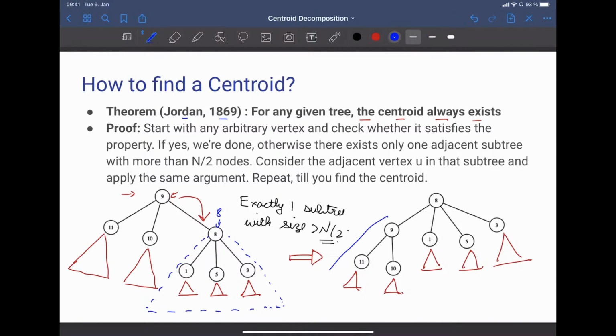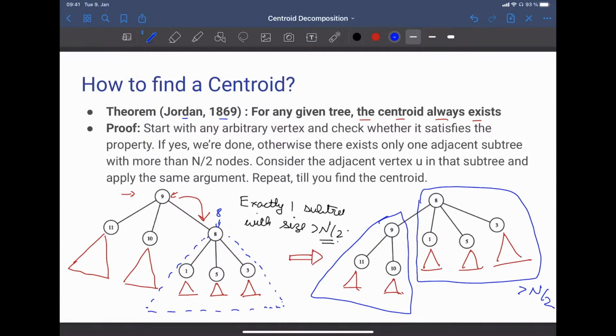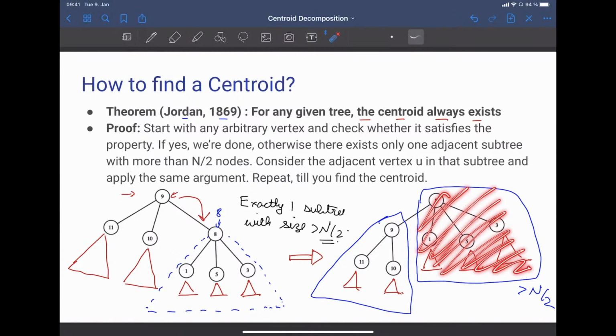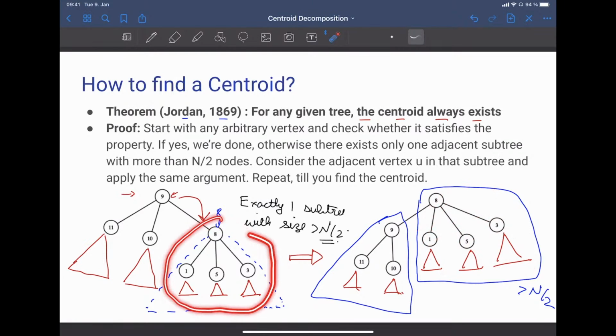If you look at this subtree size, we have two different parts of the given tree here. We know that this part was more than n by 2. And how do we know that? We know that because that is the reason we recursively came on node 8 from node 9. Originally we were at node 9 and we recursively came on node 8 because we said that the subtree at node 8 has size more than n by 2.